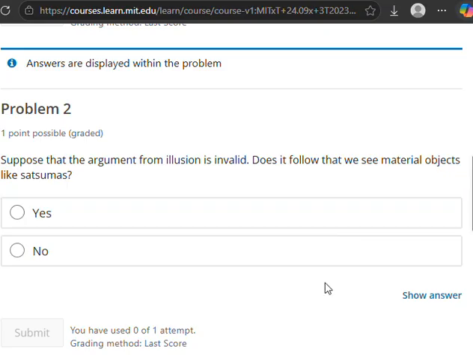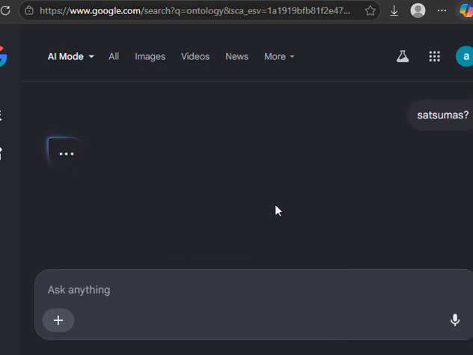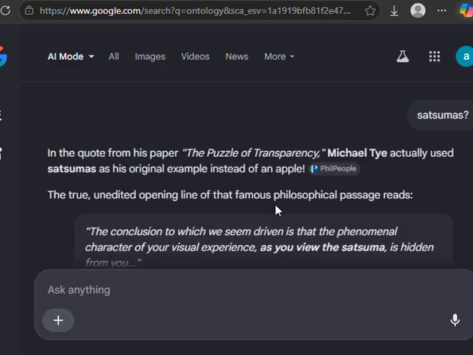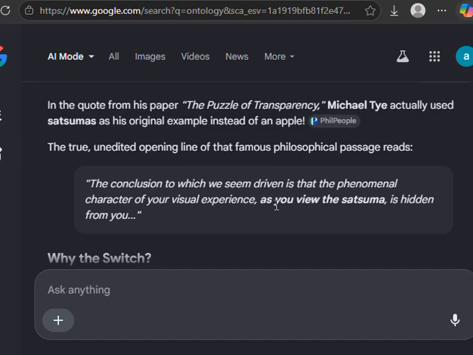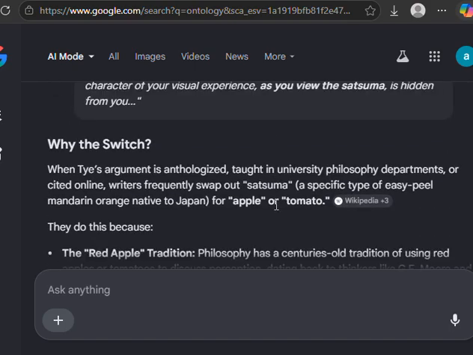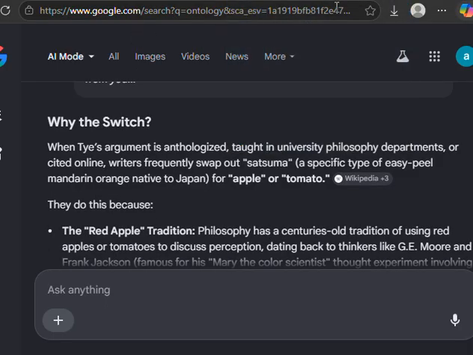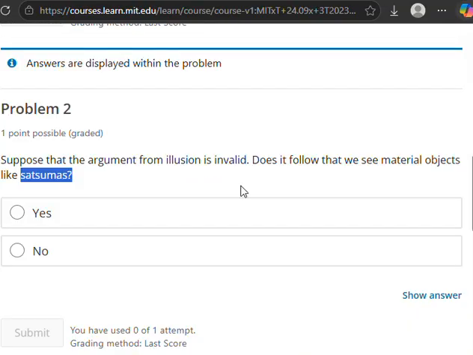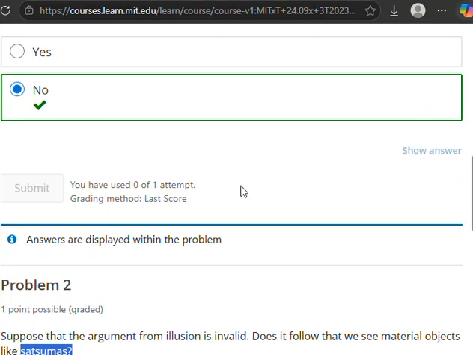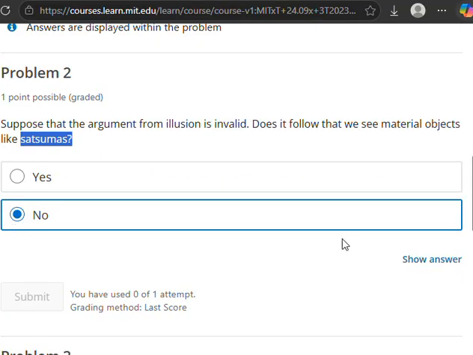Suppose that the argument from illusion is invalid. Does it follow that we see material? What's a satsuma? It's an orange peel. Suppose that the argument from illusion, so if this is no, this would have to be no.